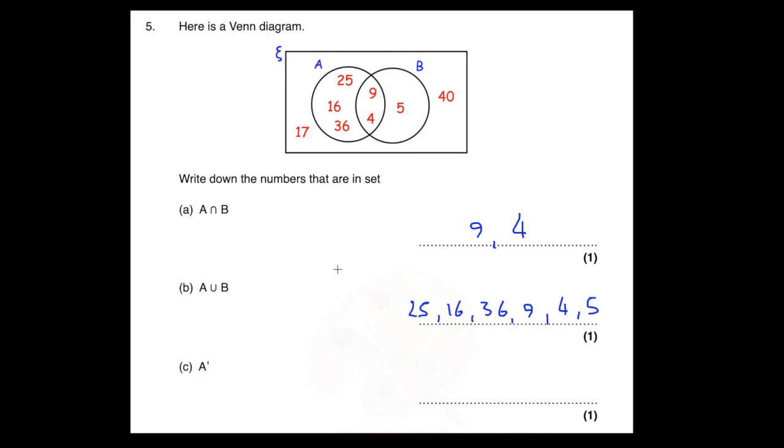And finally, we've got not A. So what's not inside A? Well, it's everything that's not A. So that's 5, 40, and 17. It's everything that's not inside this circle right here. So that's 5, 40, and 17. And boom, we are done.